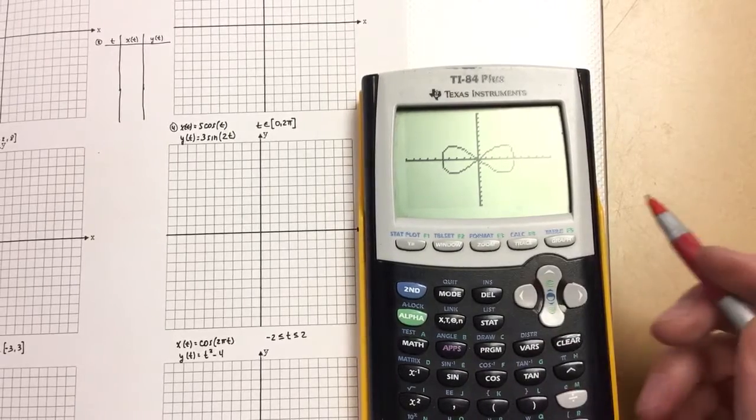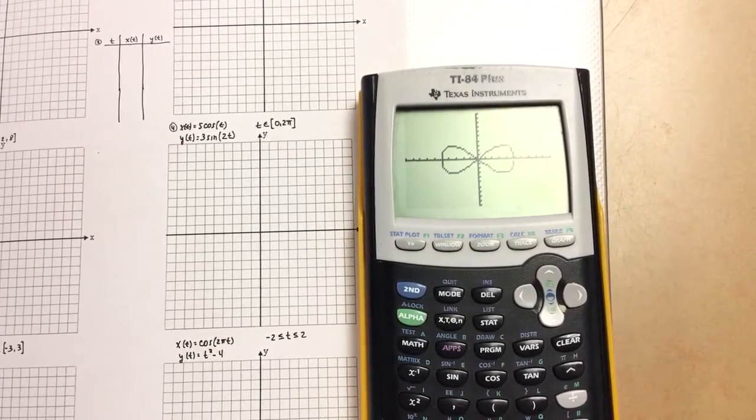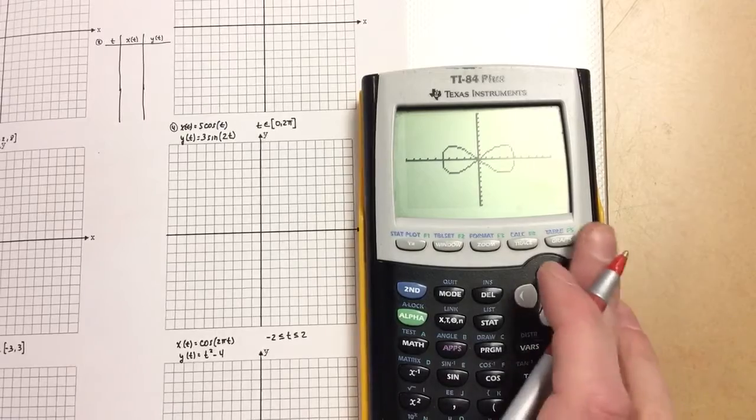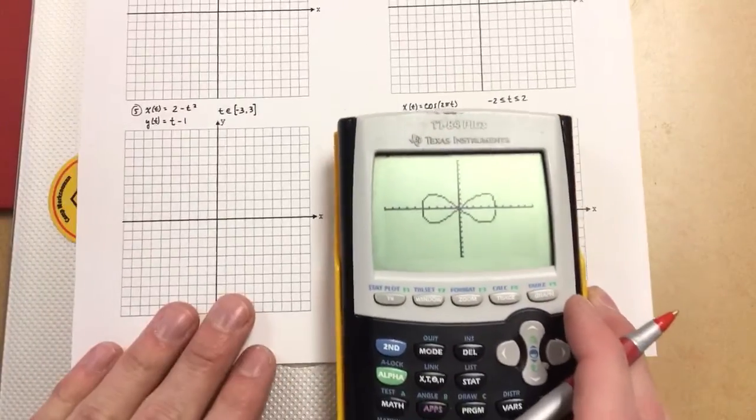So we've got that graph. Hey, that's kind of fun. That was called a lemniscate. We'll get more into that later. Comments, questions, concerns?